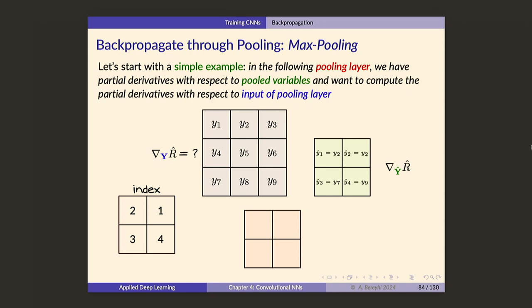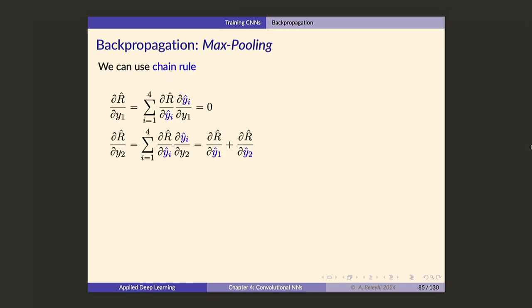Now y2 shows up where? Here and here, right? So it's going to show up for y hat 1 and y hat 2. And what is the derivative of y hat 1 with respect to y2, or y hat 2 with respect to y2? It's always 1, because you always take the maximum guy, right? So it's either 1 or 0, correct? So all of these derivatives of y hat with respect to y should be either 0 or 1, and then you pick some of them. And which one you are picking? The ones which show up in that index map.